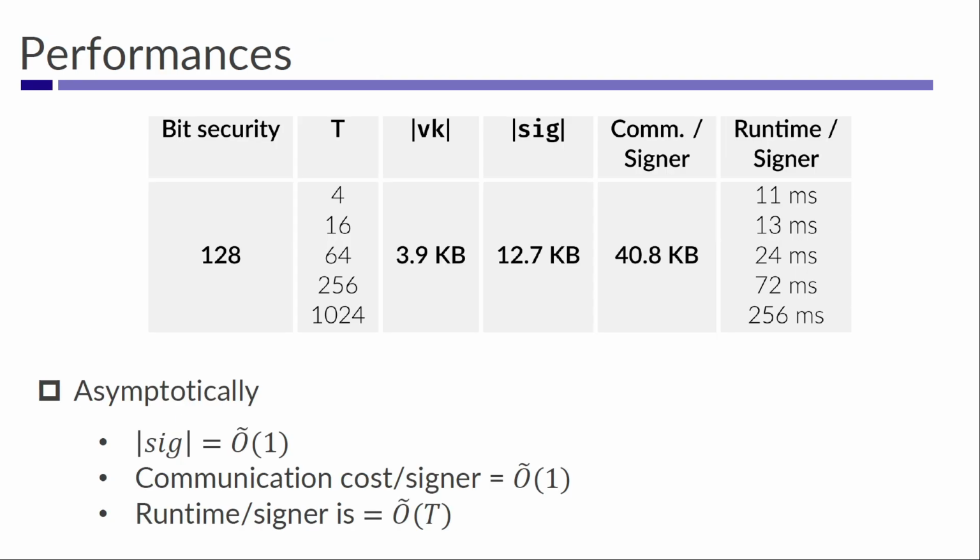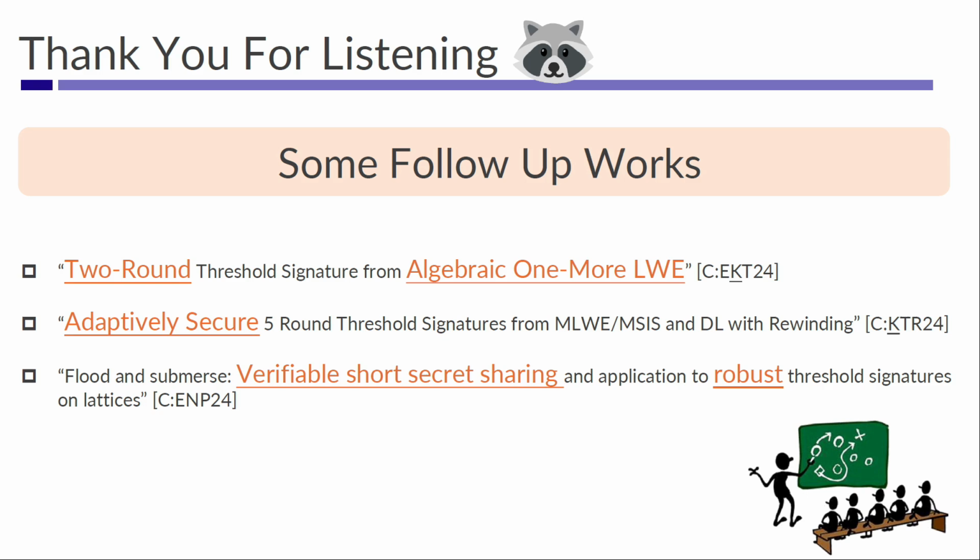And for performance, as I said, for any value t, we have a fixed verification key and signature size, and it scales very well. Asymptotically, the signature size is order 1, and I would say it's in the practical regime. Thank you for listening.